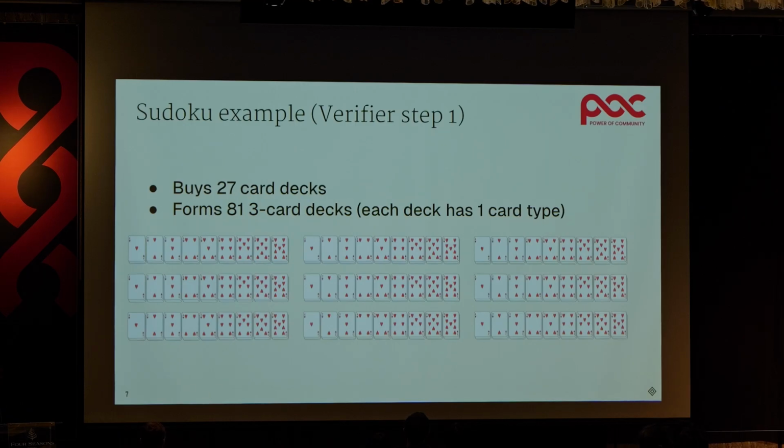Out of those 27 card decks, you create 81 three-card stacks, where each stack has the same card. So for example, if we want to symbolize 1, it would be the ace, repeated 3 times. If you want to symbolize 2, it would be the 2 of hearts, repeated 3 times. So you're just using them so that you can place them securely on your field.